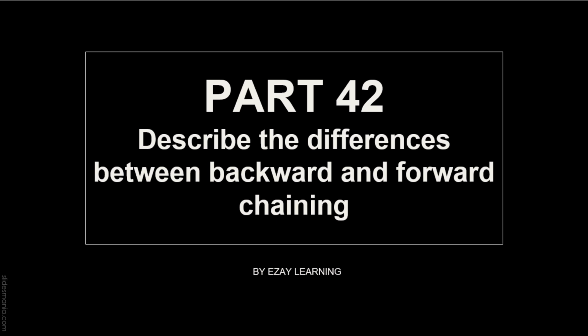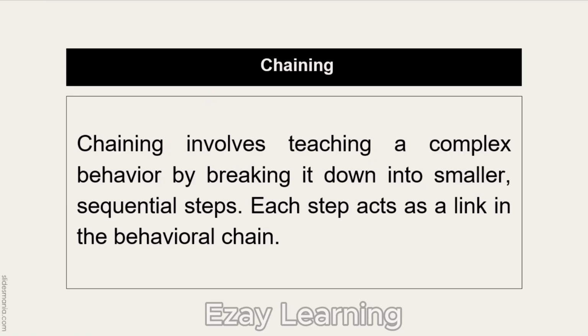So part 42 of our ABA exam preparation series is about describing the differences between backward and forward chaining. So first of all, what is chaining? Chaining involves teaching a complex behavior by breaking it down into smaller sequential tasks. So basically, each step will serve as a link of that chain. That is why we call it a behavior chain, and the process is called chaining.